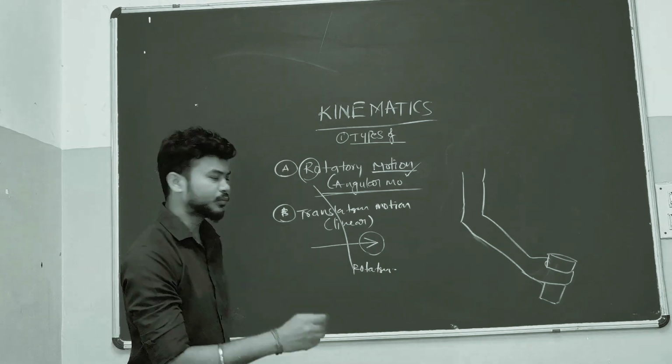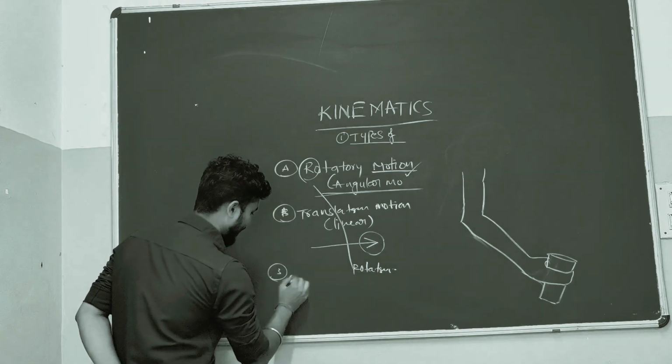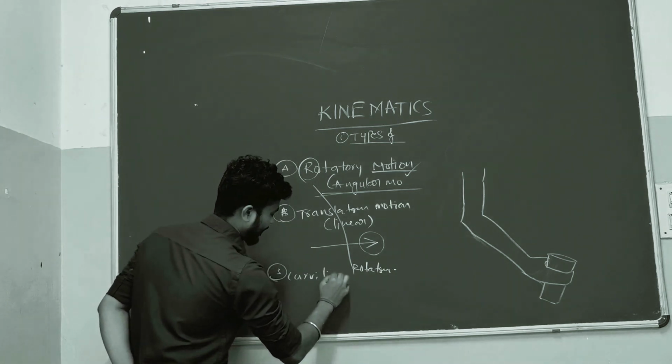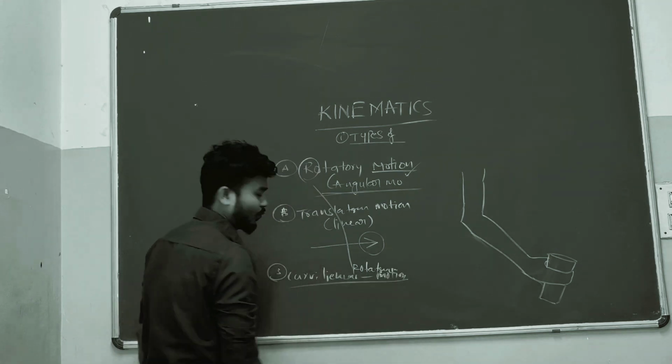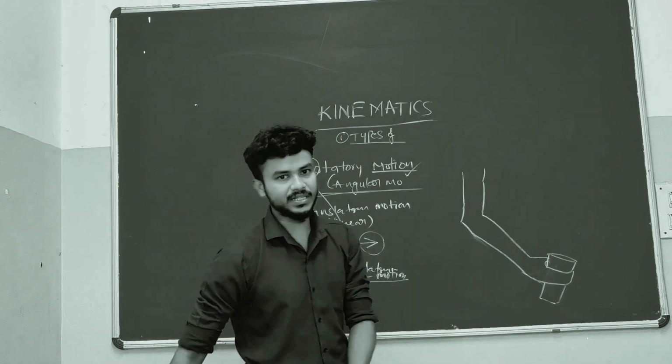Now we will see the third movement in types of movements, that is curvilinear motion or movement. What does this curvilinear motion or movement mean?